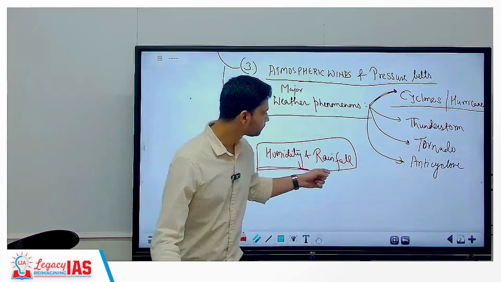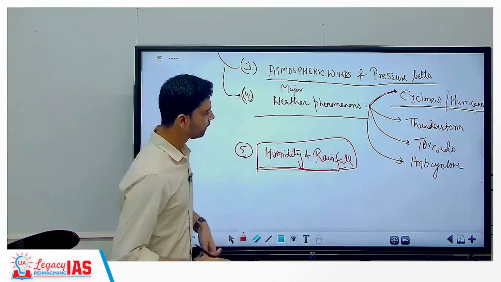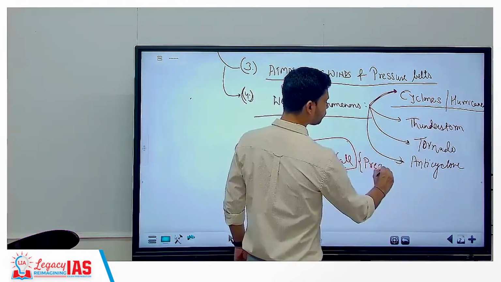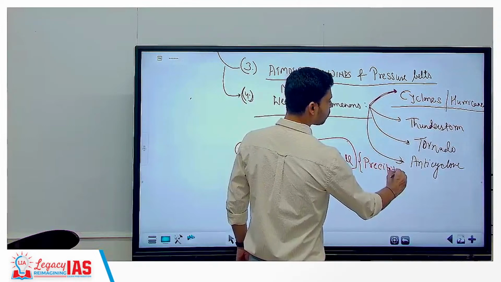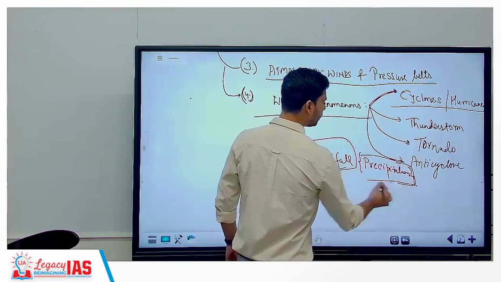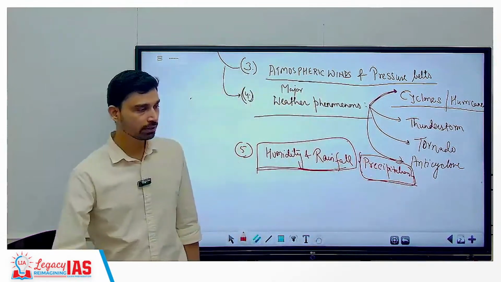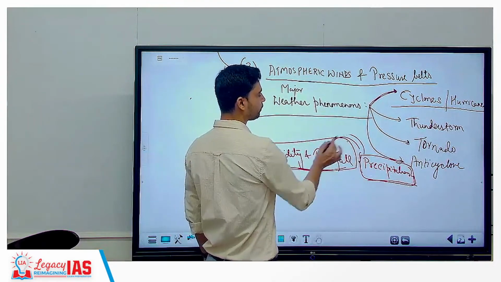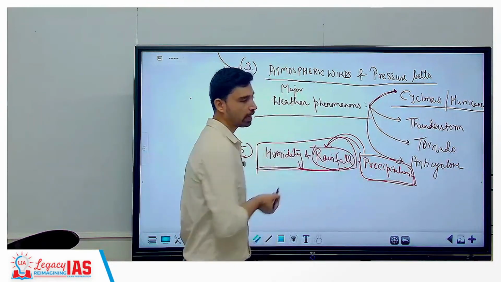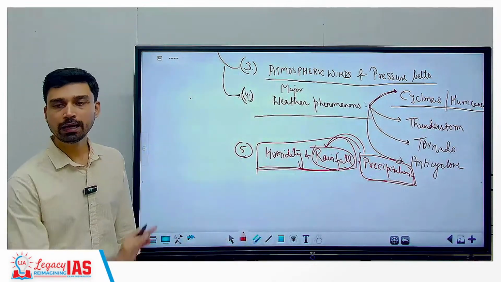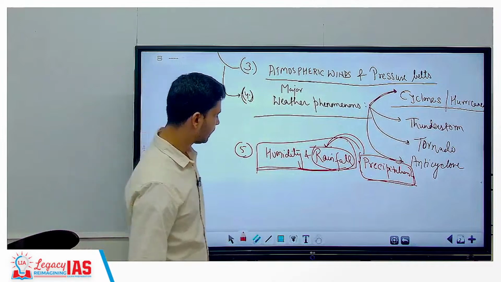So, humidity and the concept of rainfall. Rainfall is not the most appropriate term. Precipitation is what we should use. Precipitation covers all types of rainfall, whether in solid form or liquid form, whether a small droplet or a large droplet. Rainfall is just one example of precipitation. When precipitation happens in liquid form, that is when you call it rainfall. So, humidity and precipitation, to be more precise.